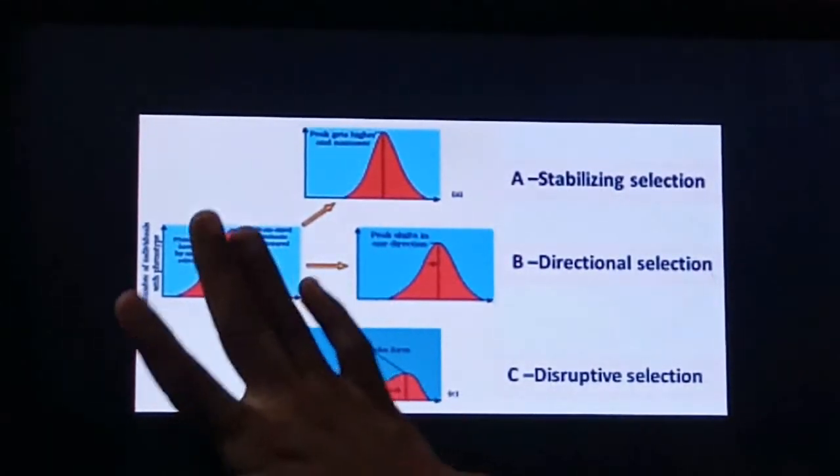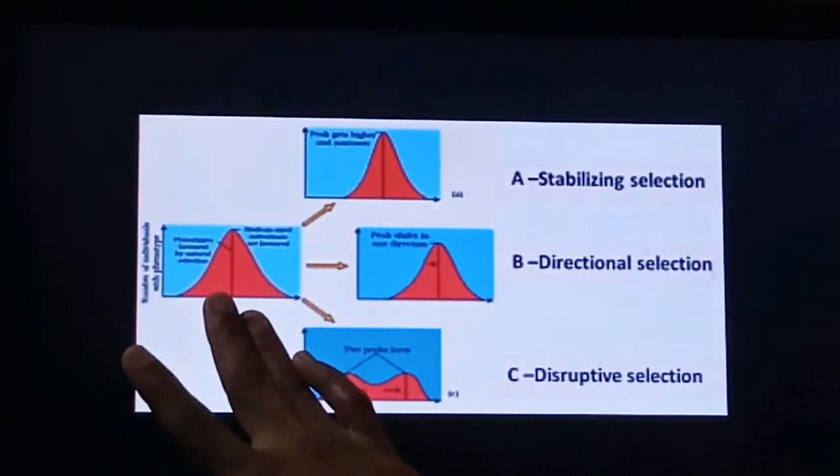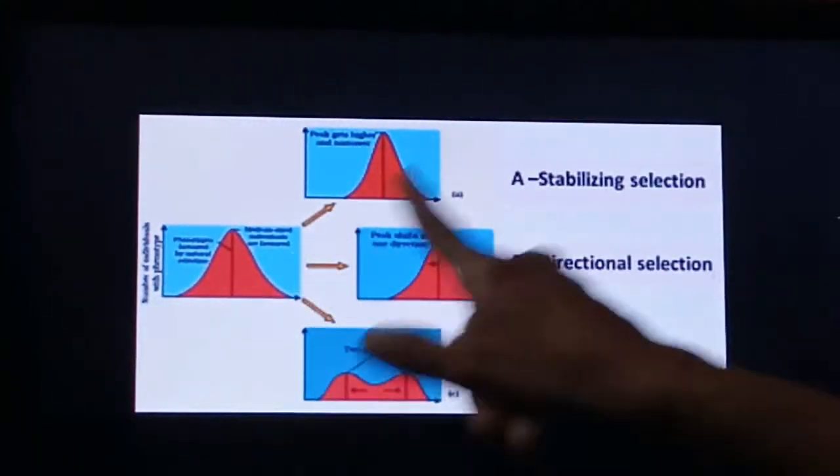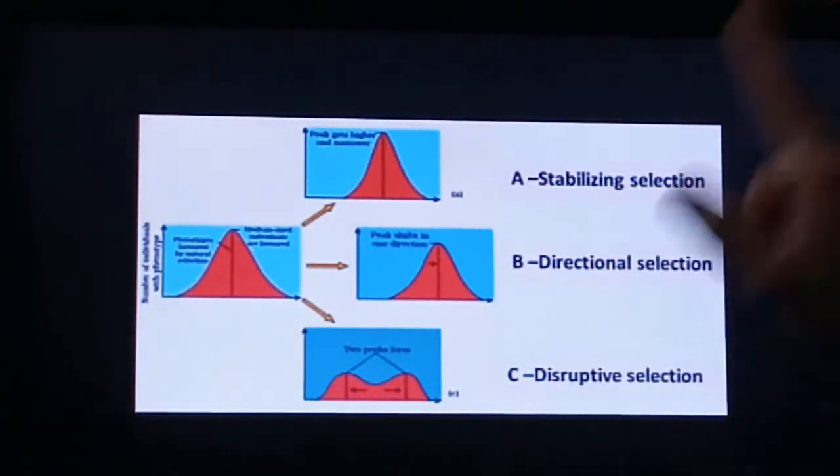Now we will see how this population will evolve, how it will be selected by nature. The first type is called stabilizing selection. Now in this stabilizing selection, what happens? Nature selects one of the characters from that population, and that one character will be shown by the maximum number of people. This will go on increasing. So the maximum number of people will show the one character.